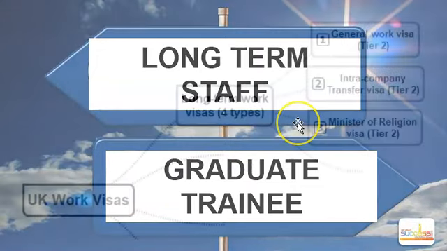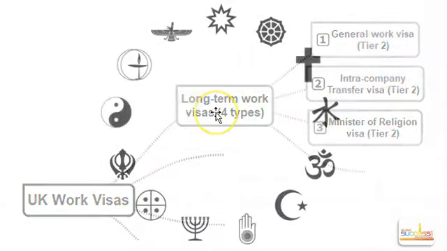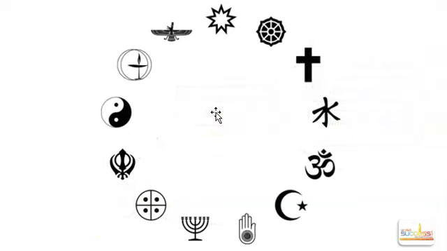The next one is called Minister of Religion, and this is a tier 2 points-based system application. This is where you have been offered a job within a faith community, for example as a minister of religion, missionary, or a member of a religious order in the UK, and you are from outside the UK and you meet all other eligibility requirements.